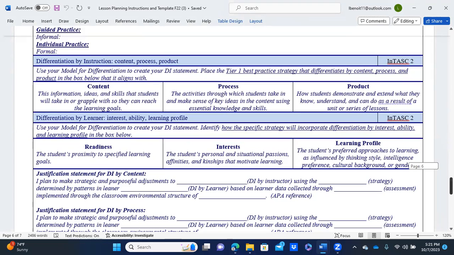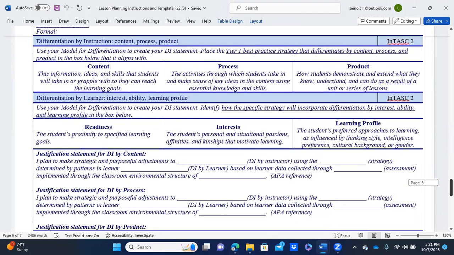Next is the differentiation piece. And so we want to consider how we are modifying to accommodate for content, process, and product. This is differentiation by instruction. And you will use your model for differentiation to create your DI statement. And you place the tier 1 best practice strategy that differentiates by content, process, and product in the box below that it aligns with. And then the differentiation by learner, interest, ability, and learning profile. Again, use your model for differentiation to create that DI statement to incorporate differentiating for interest, ability, and learning profile, and you put it in the box below.